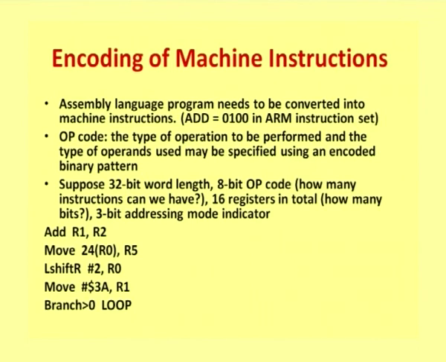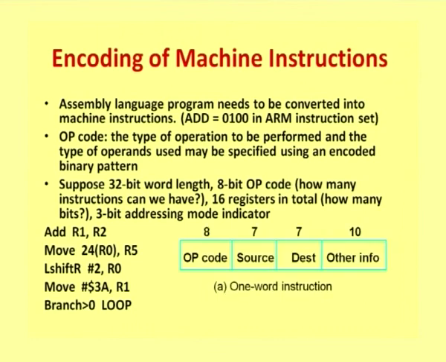So, this addressing mode will have to be encoded in the instruction, so that when you decode the instruction, the hardware will be able to find out what to do with it. You have to specify an addressing mode indicator. So, given that I have these different specifications, what will my instruction look like?